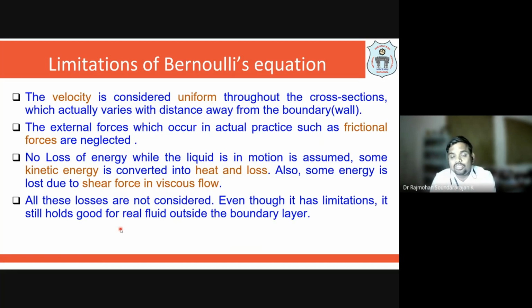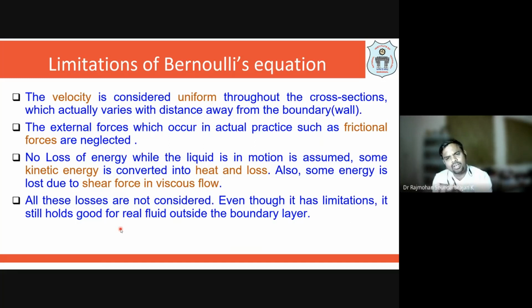And we are assuming there is no loss of energy when the liquid is in motion, but kinetic energy is getting converted into heat, and that heat is lost to the surroundings. Moreover, some of the energy is lost due to shear force in viscous flow. All these have been neglected in the Bernoulli equation derivation, but still, even with these limitations, the Bernoulli equation will hold good when the fluid is away from the boundary.